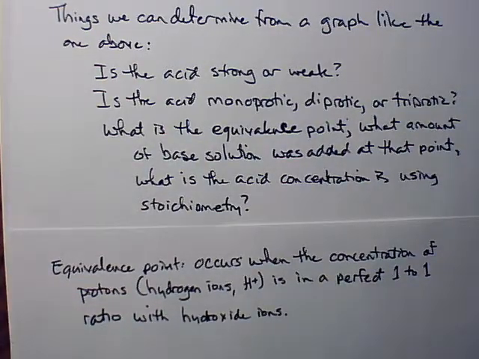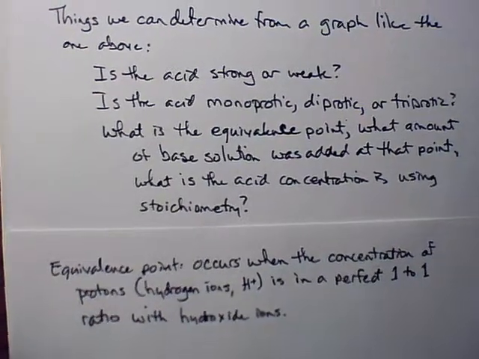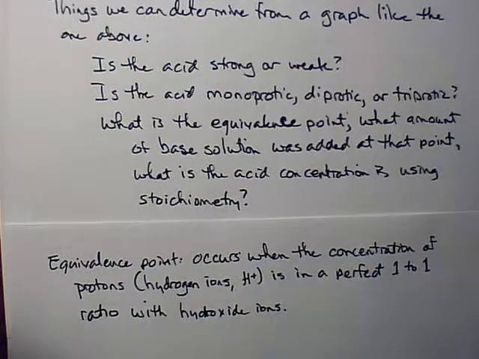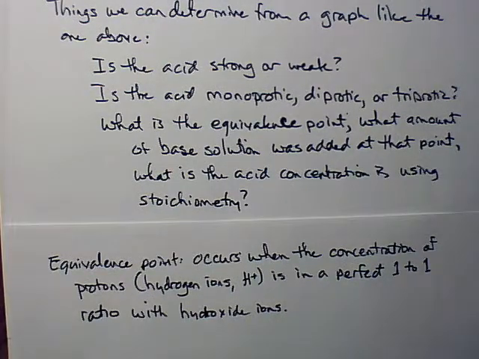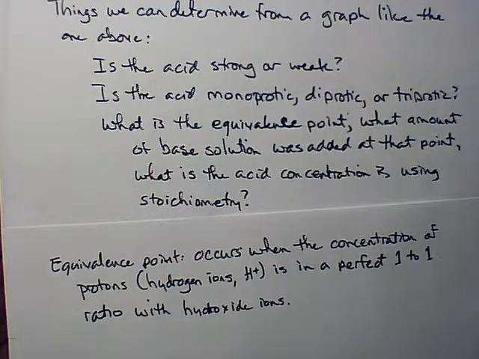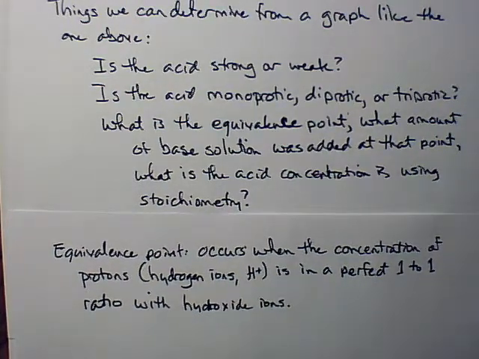An equivalence point occurs when the concentration of protons, which we also sometimes call hydrogen ions, or symbolize simply as H+, is in a perfect 1-to-1 ratio with hydroxide ions. That's what an equivalence point is. Now, that's not what it looks like on the graph. We're going to show you in a minute what it looks like on the graph, or on a graph.